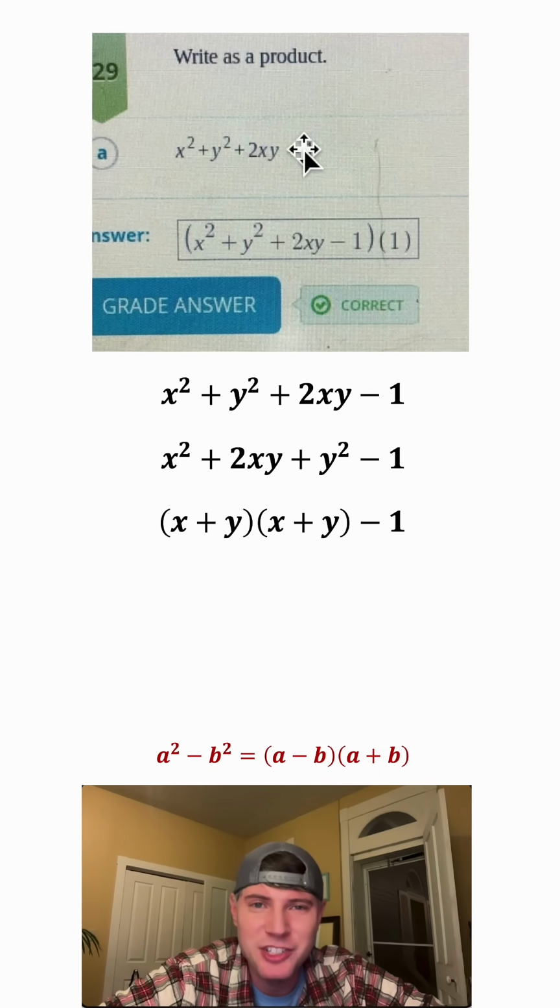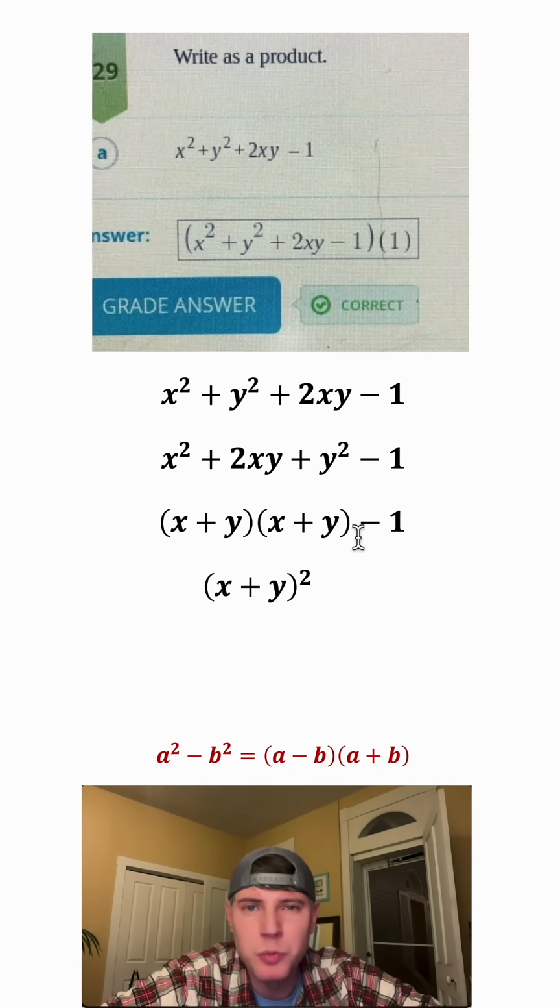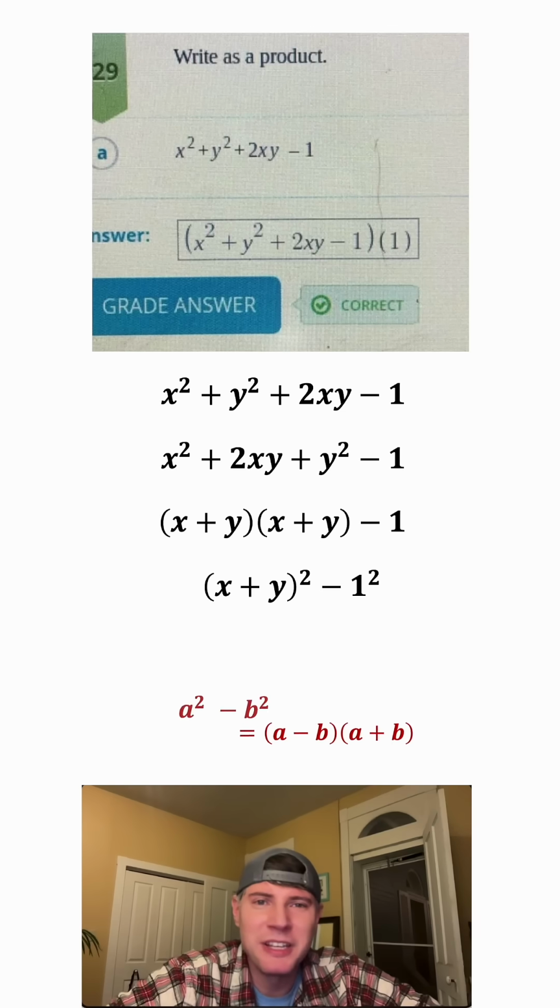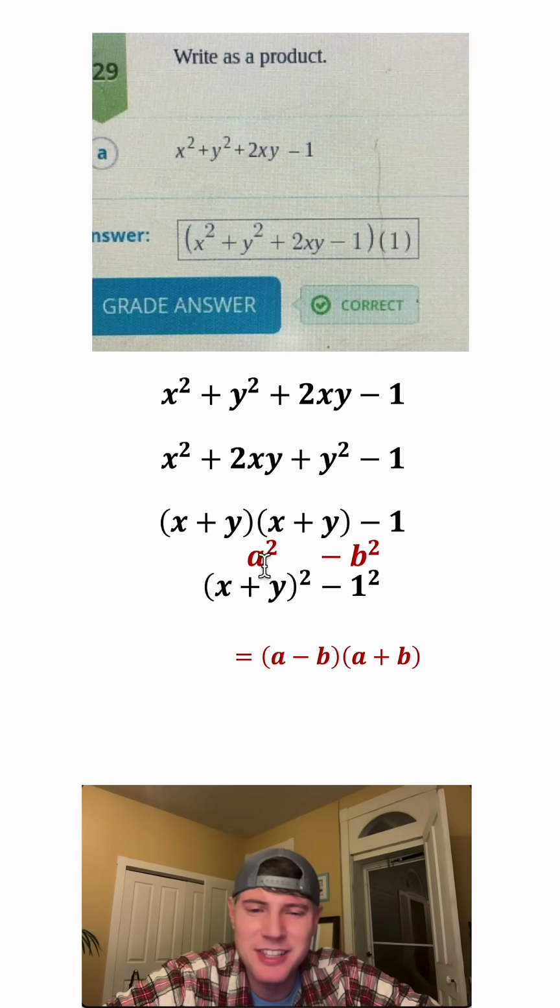So we still haven't answered the question. We have changed this into a product, but we're still subtracting one. So the whole thing isn't a product yet. But I am noticing that we can rewrite this. x plus y times x plus y can be rewritten as x plus y squared. And then this minus 1 can be rewritten as 1 squared. So we have something squared minus something squared. Let's bring this up here and we can see this is in the place of the a and 1 is in the place of the b.